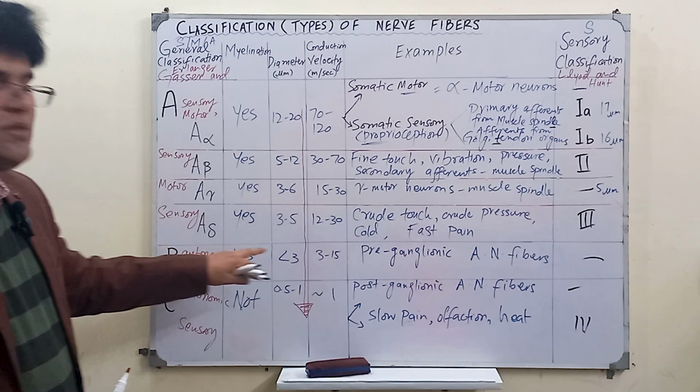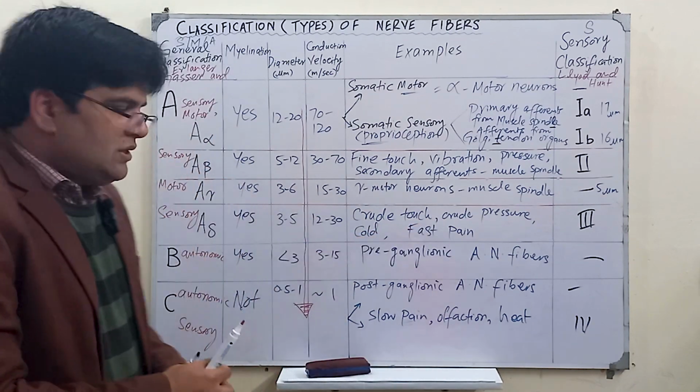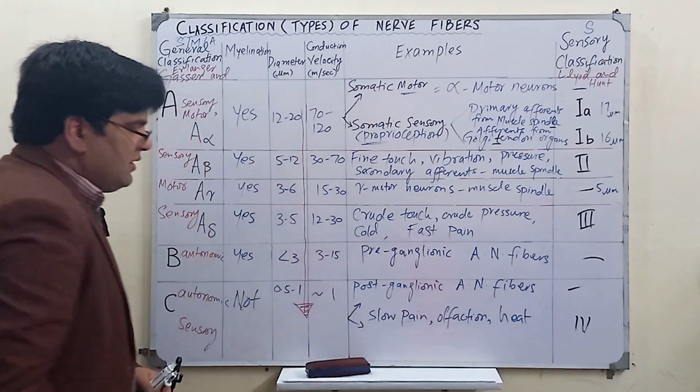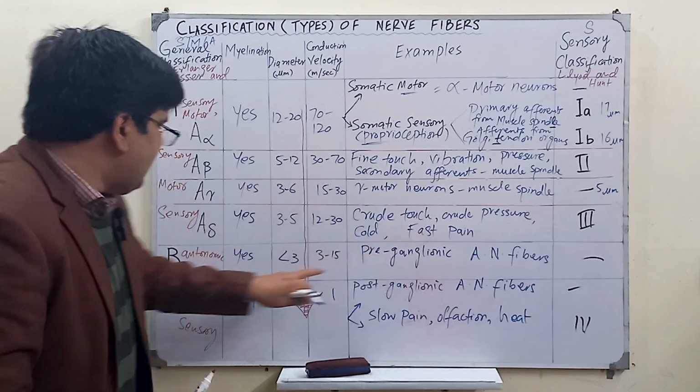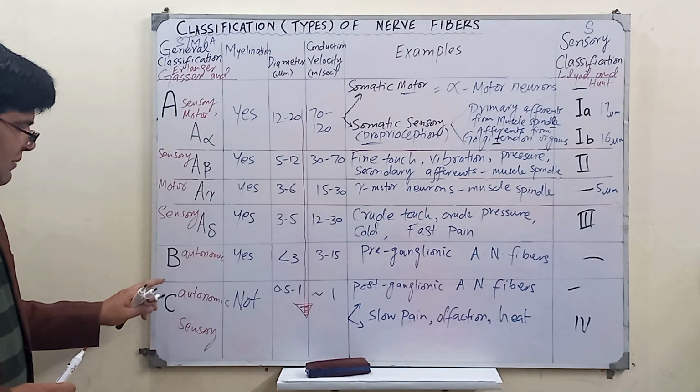A delta nerve fibers, they carry crude touch, crude pressure, cold, and fast pain. You see, heat signals, they are carried by type C nerve fibers, slow pain by type C nerve fibers, but the fast pain by A delta nerve fibers. And because B comes before C, so you can memorize it.